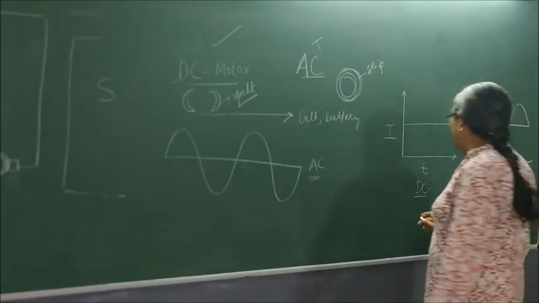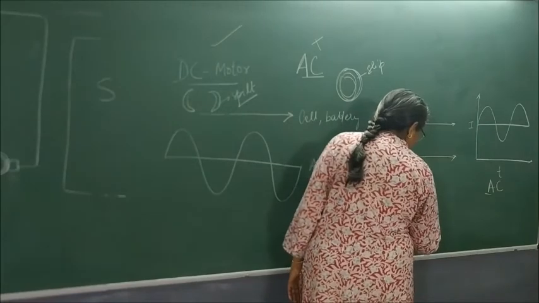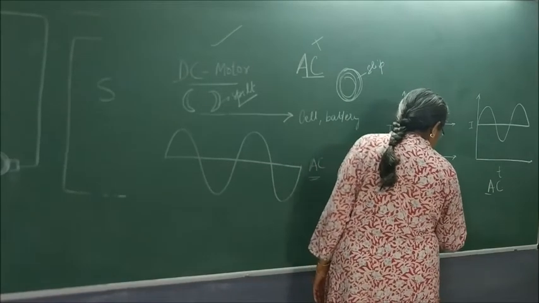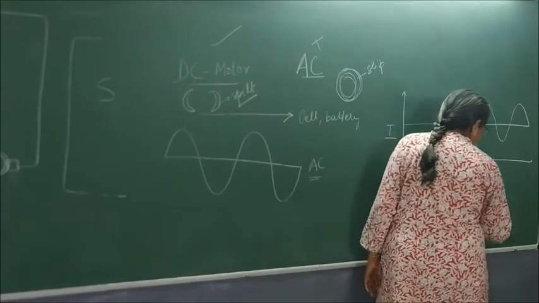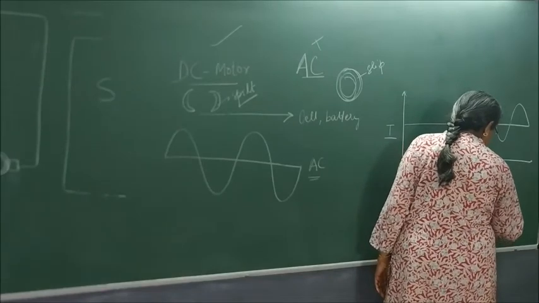For DC current, what do we use? Split rings. And for AC devices, what do we use? Slip rings.